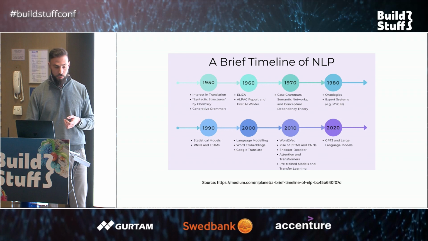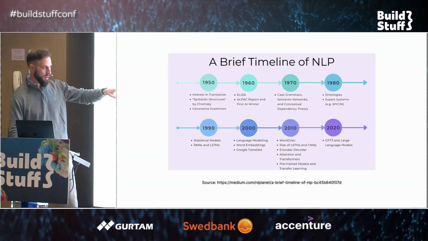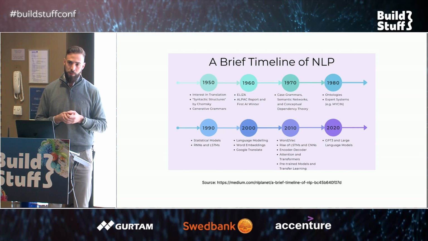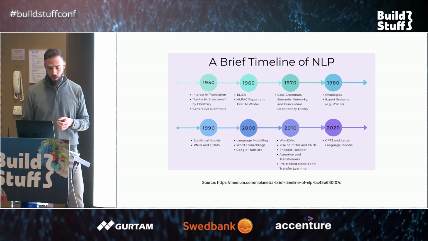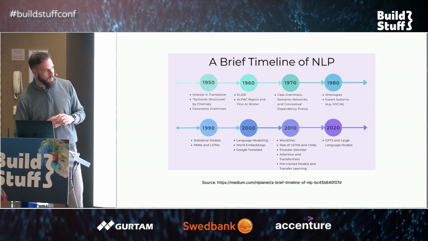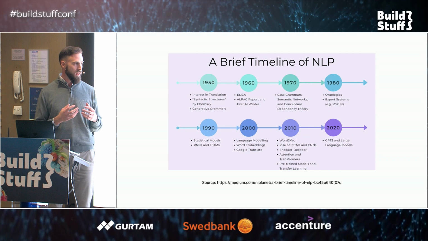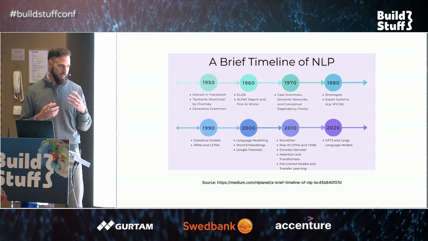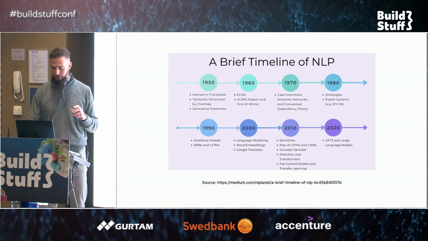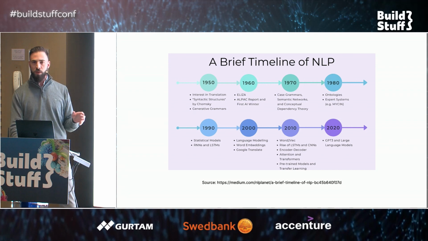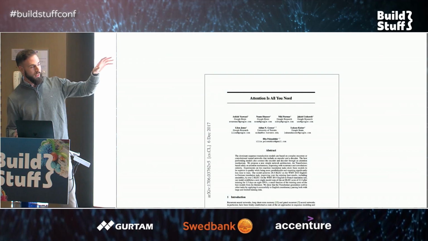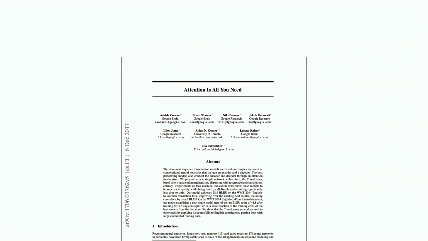And then we had various breakthroughs in the 90s where we had those neural networks, and then in the 2000s with language modeling, and then in the 2010s where lots of things happened. But I would say the most important research paper to come out in the last few years is probably Attention Is All You Need. It was released in 2017 by a team of Google researchers.